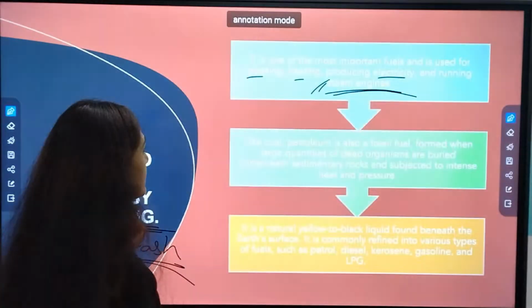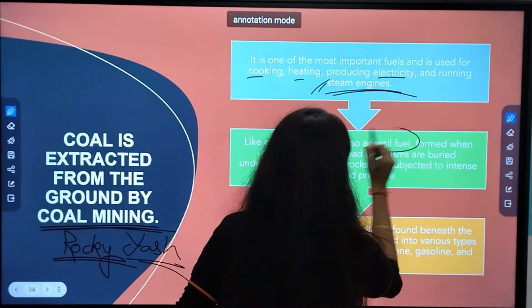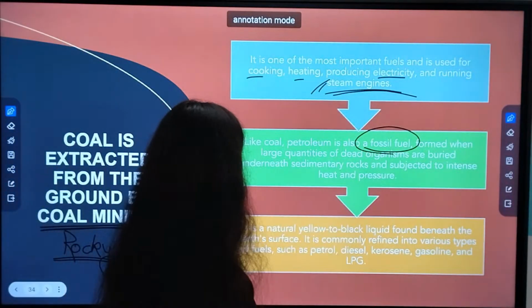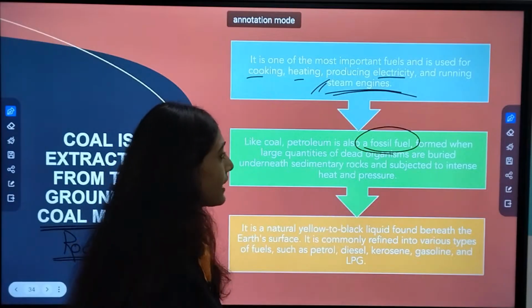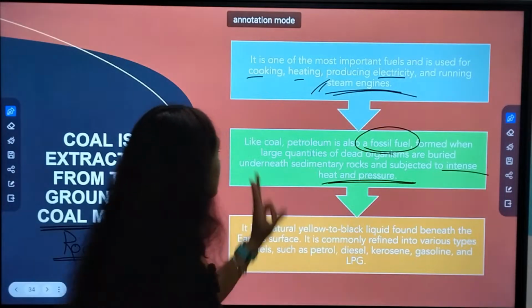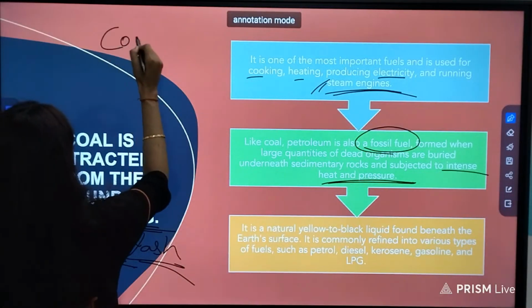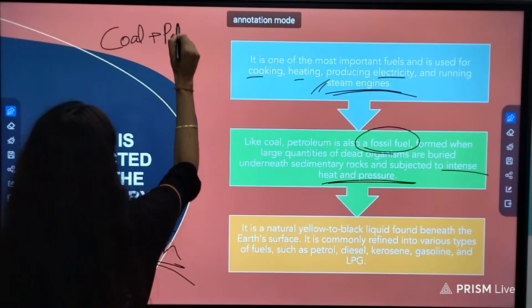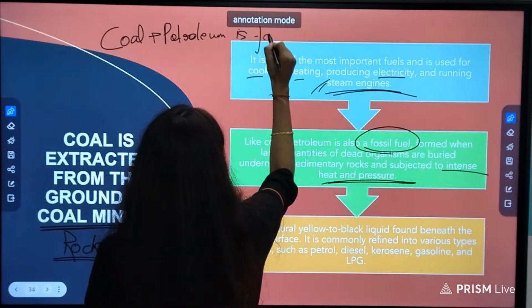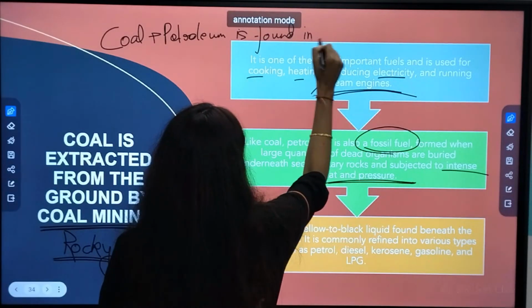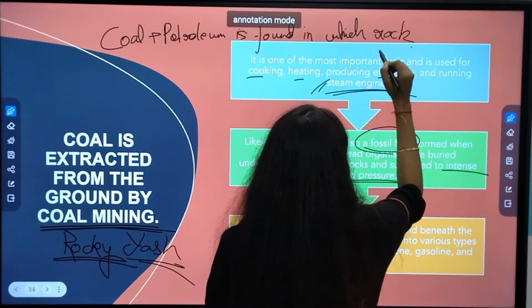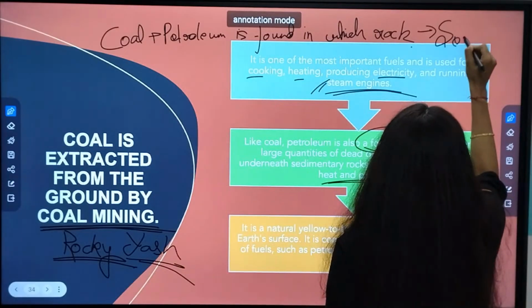Okay. Like coal, petroleum is also a fossil fuel. Just now I have told you. It is formed when large quantities of dead organisms are buried under sedimentary rock and subjected to high pressure. Okay. So if the question comes, coal and petroleum, coal plus petroleum is found in which rock, the answer will be sedimentary rock.